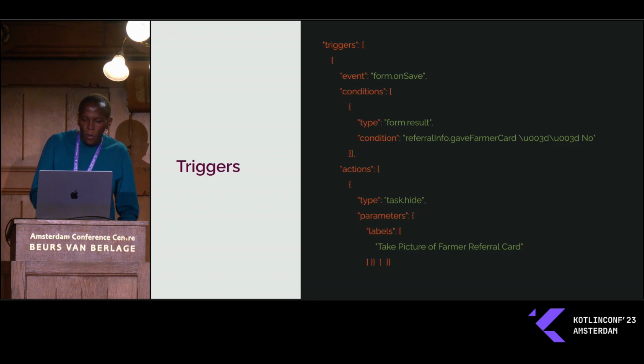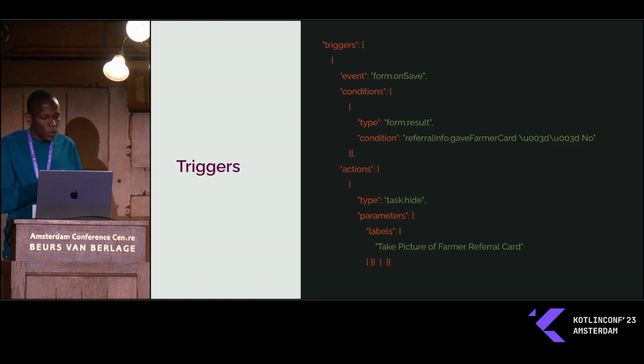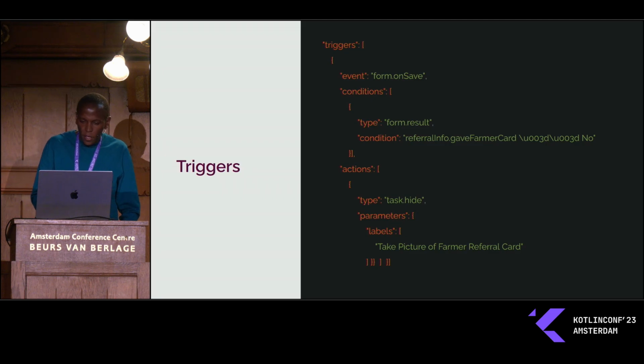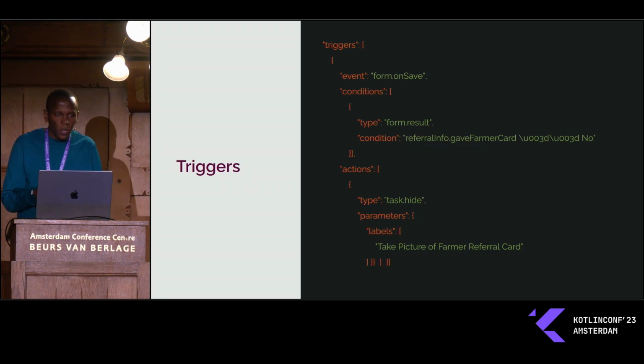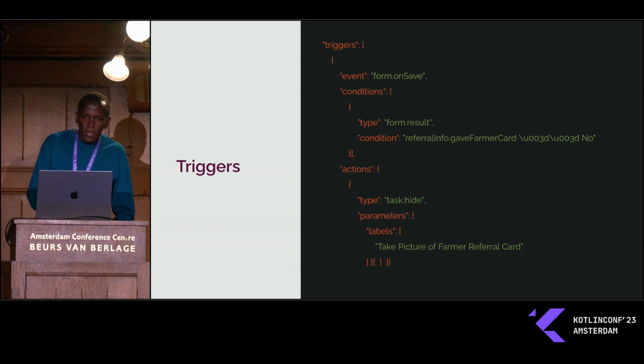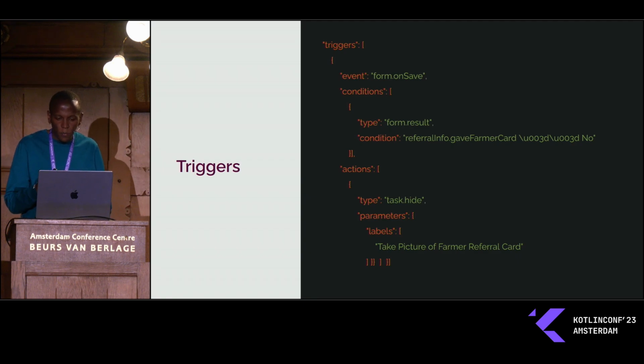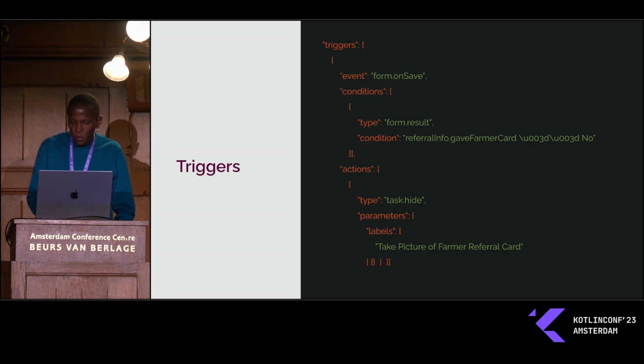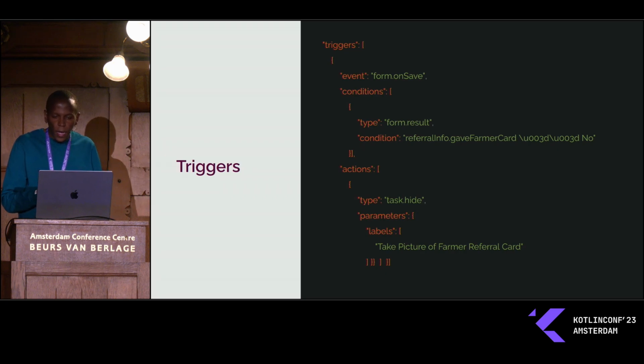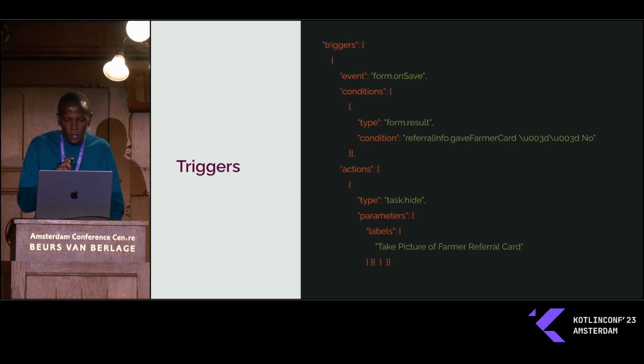activated. Once the trigger is activated, what actions does it do? We have the type there, which is task.hide, which means just hide the task. We also have the parameters where we list the labels to observe for. So for example, take picture of the farmer is another subtask. In summary, once you answer no in that previous question, this task with this label will be hidden.